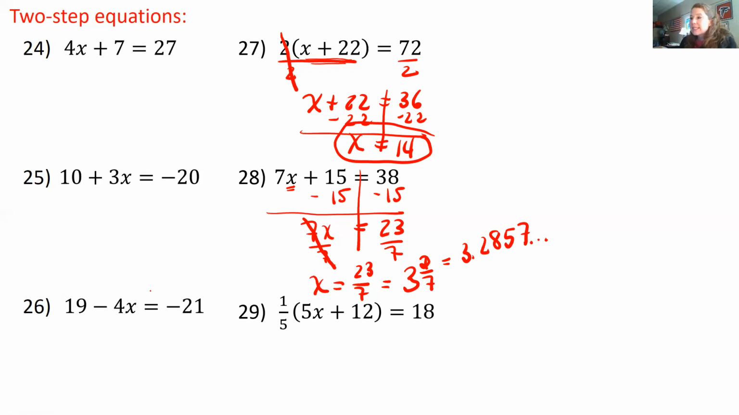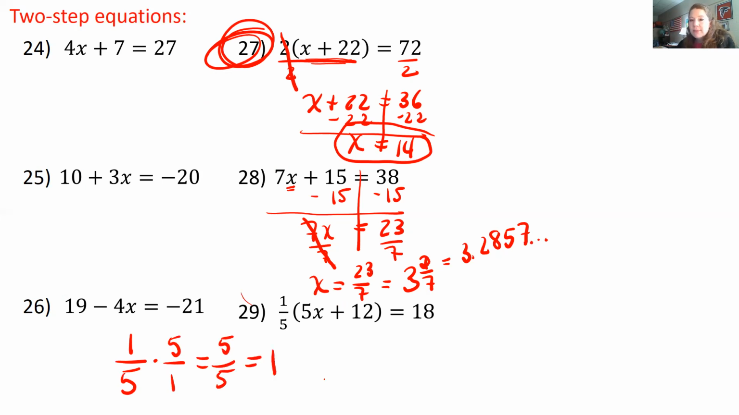All right, so number 29, we could distribute 1/5. We could say what's 1/5 of 5x and 1/5 of 12. Or why don't we do it like we did number 27 the second time? How do you get a fraction down to 1? Well, don't you multiply it by its reciprocal? So 1/5 times, if we flip it over, isn't this the same as 1? Yes.